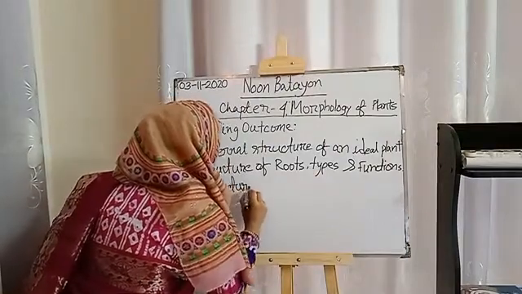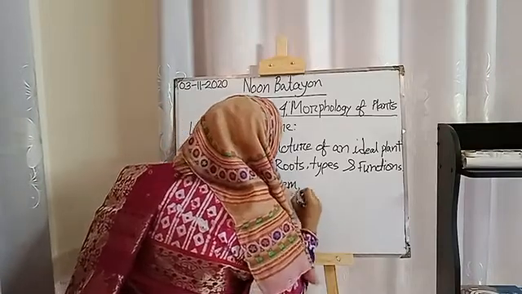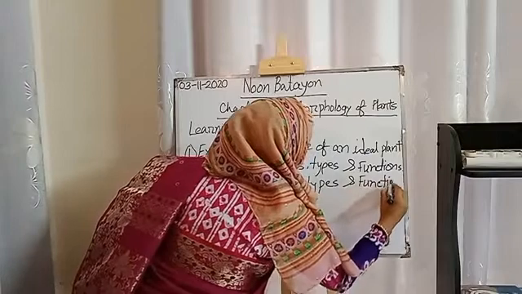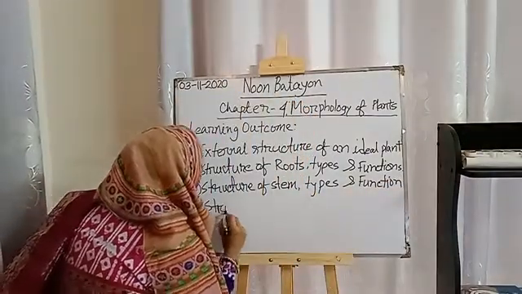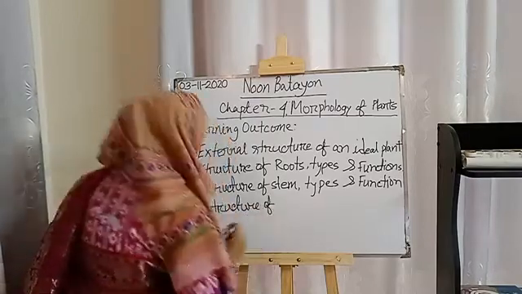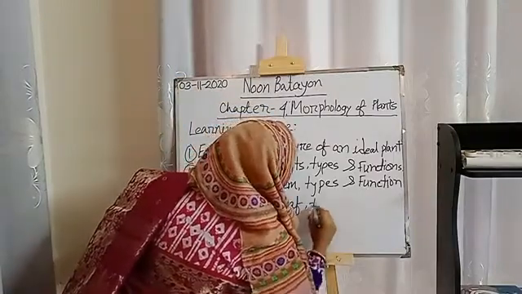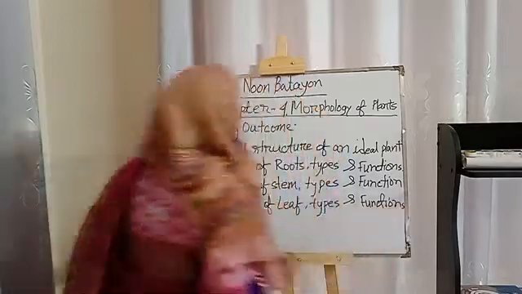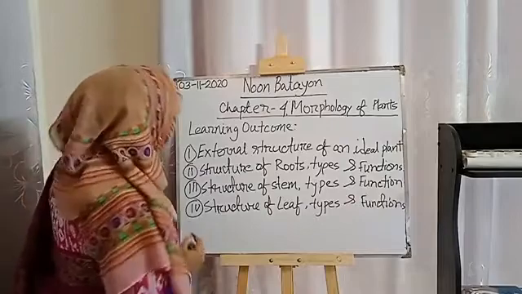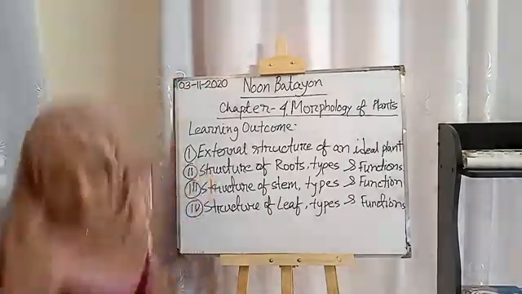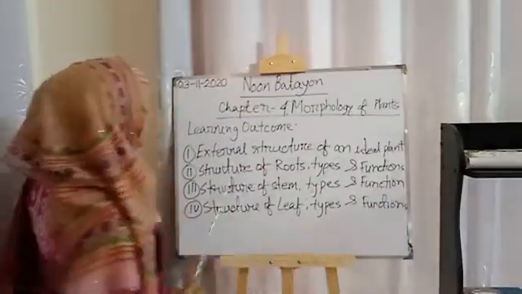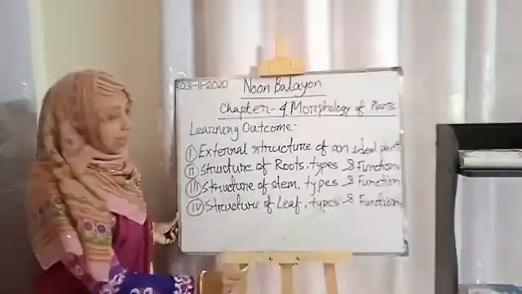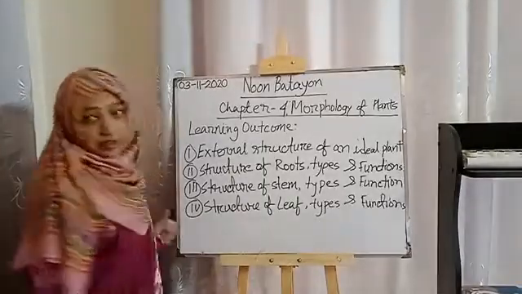Structure of stem, types and function. And at last, structure of leaf, types and function. At the end of the class, students will be able to say the structure of an ideal plant, structure of roots, types and function, structure of stem, types and function, structure of leaf, types and function. So let's start.